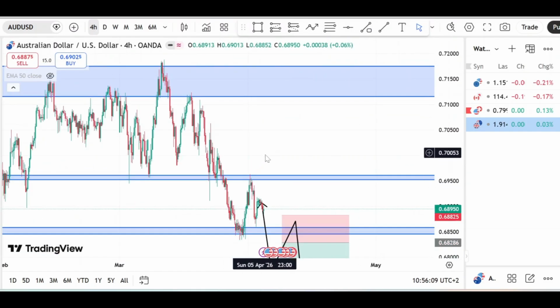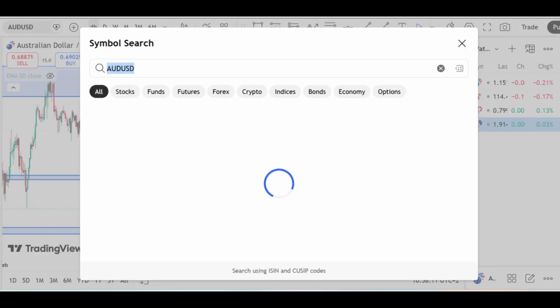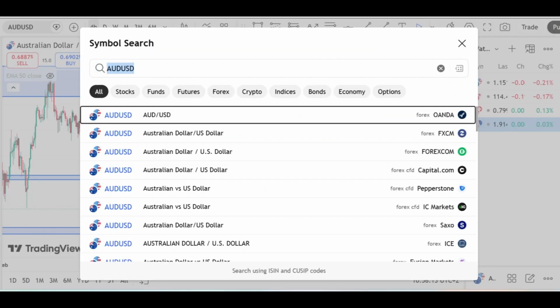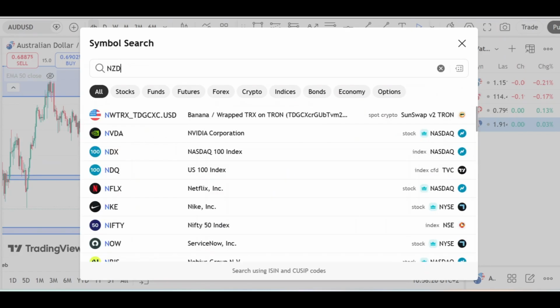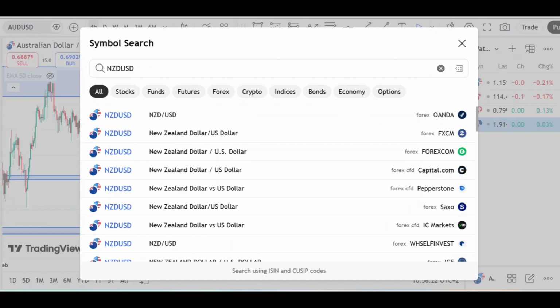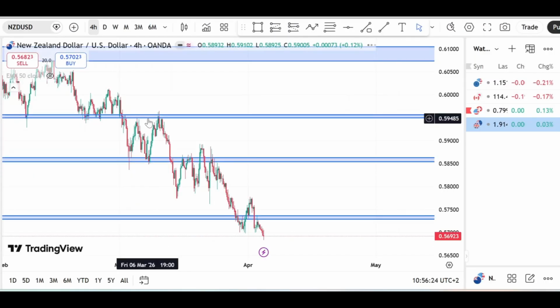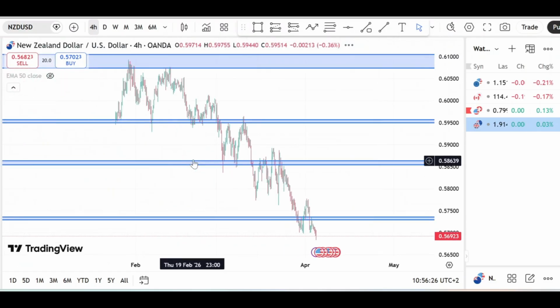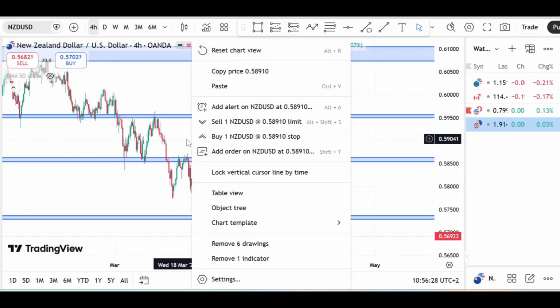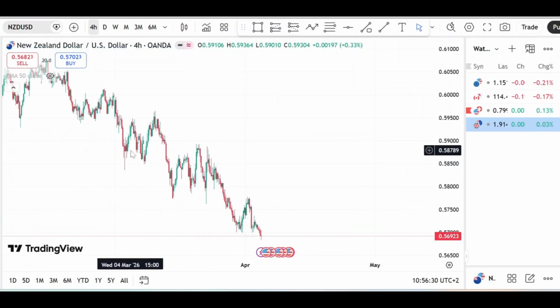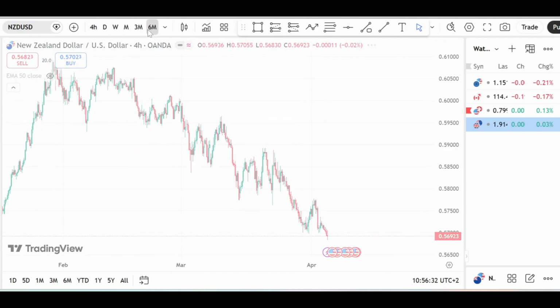So this is also a USD. Let's go on NZD USD. Okay, NZD USD, we see that we are in a downward trend. Let's simplify and see what's happening.